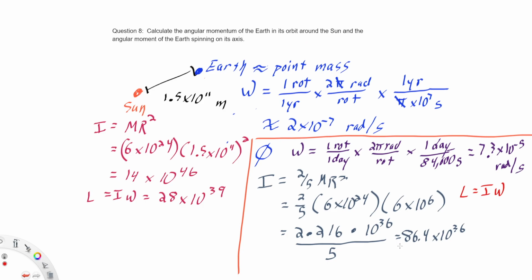Where did the 36 exponent come from? Oh, because this is actually supposed to be squared. So when we square the radius, we get 10 to the 6 squared, which is 10 to the 12. And then we have a 10 to the 24 here. So 10 to the 24 times 10 to the 12 is 10 to the 36.